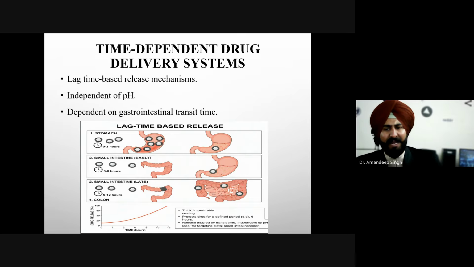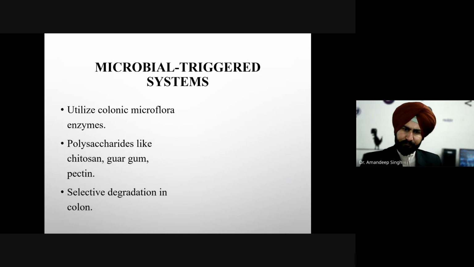Next are the time dependent systems, which are independent of pH, as we discussed earlier, but dependent on the gastrointestinal transit time. You can observe that in the stomach, in the initial 3 hours, there is negligible drug release. As it moves to the colon site, the maximum drug release is also feasible.